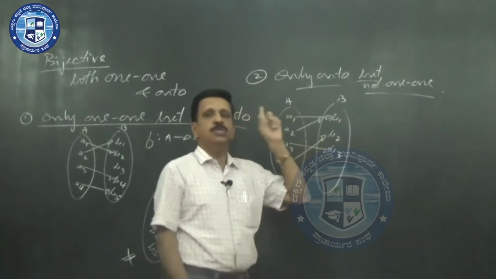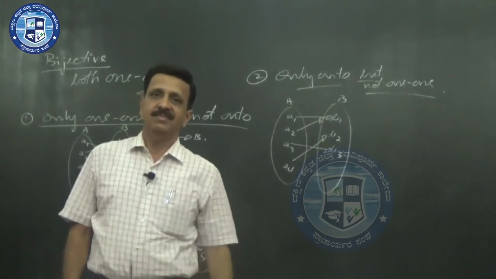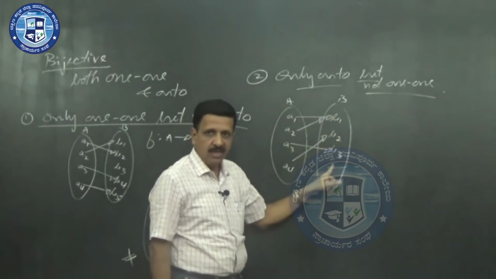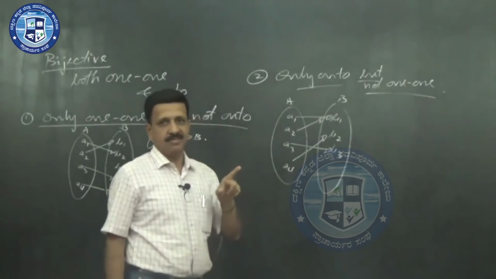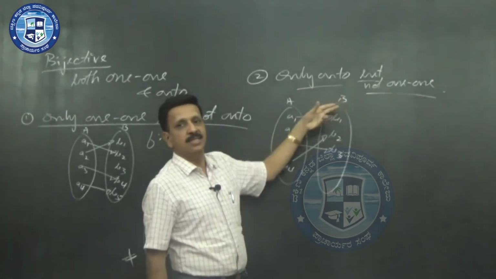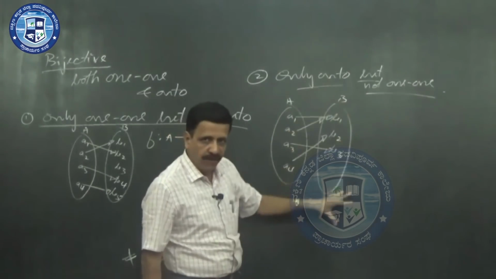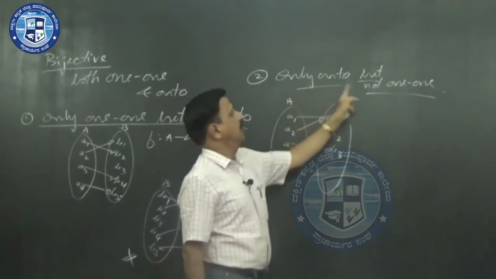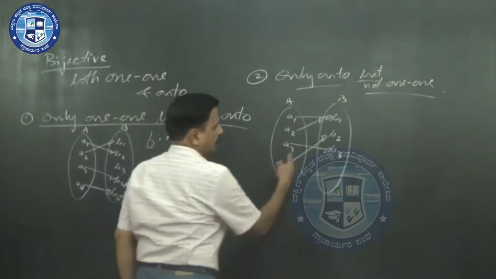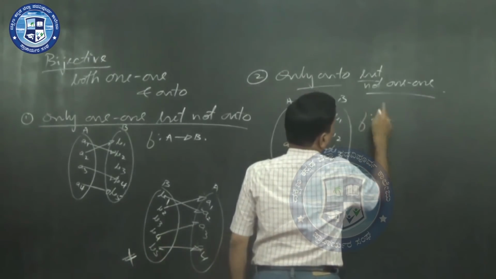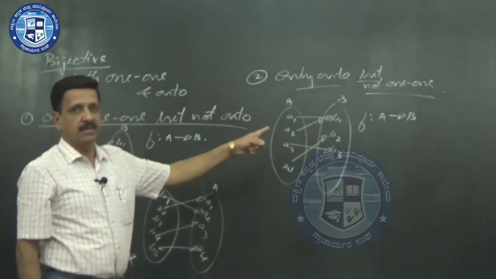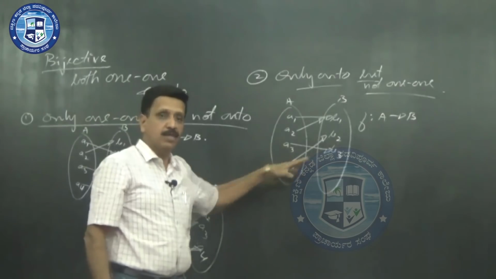It is an onto function because no element of set B is left out. I repeat, this is a function and it is onto because no element of set B is left out. This is not a 1-1 function because there is a convergence from set A to set B. It is an onto function but not 1-1. So consider a function f maps A into B which is only onto but not 1-1. Now let us try to write the inverse function for this.